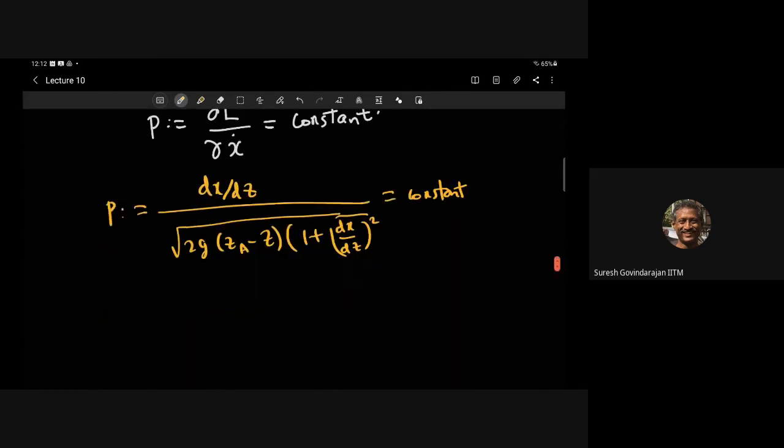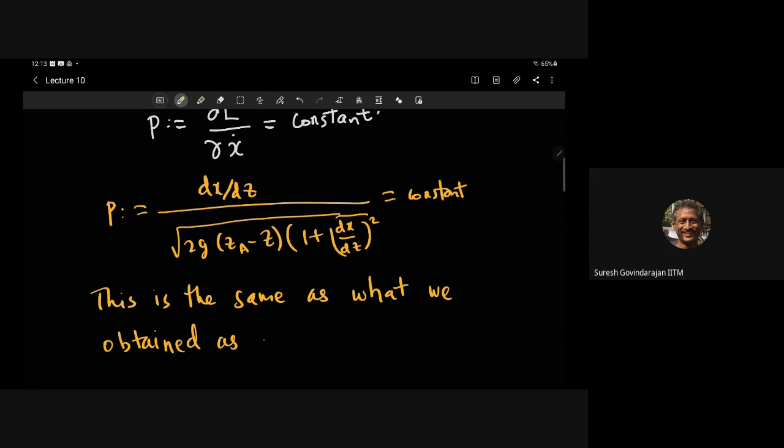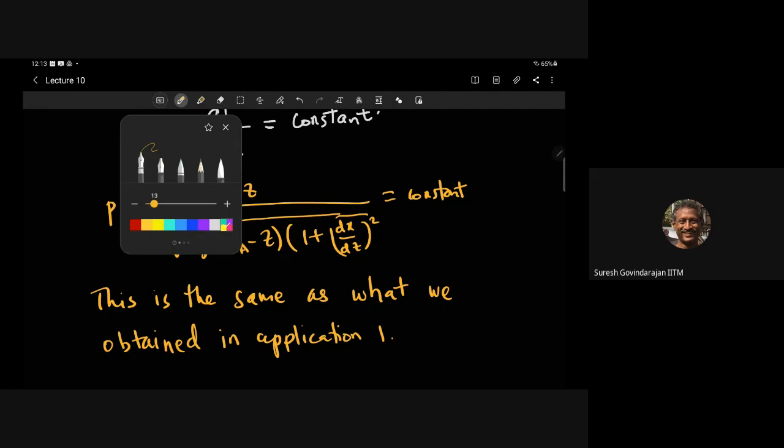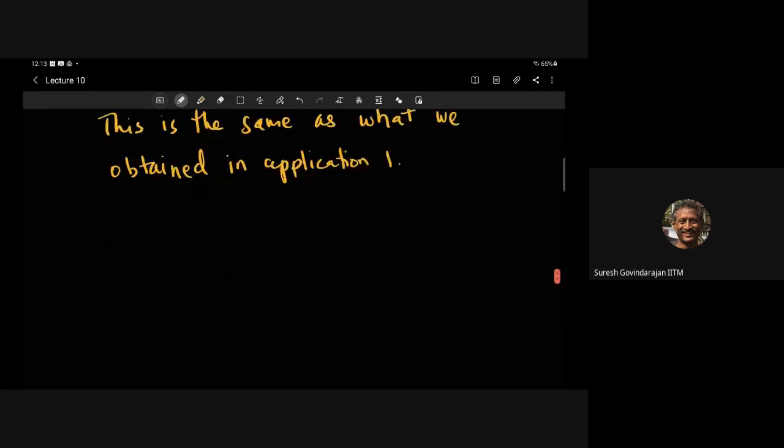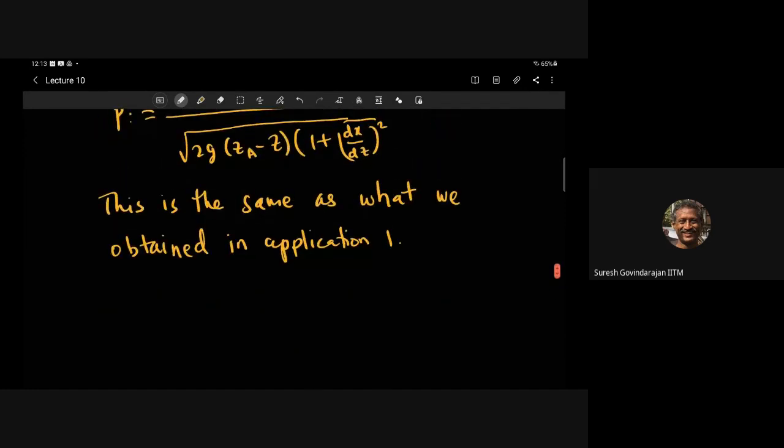So you can see that it depends on what we exchange, the role of independent and dependent variable. This is the second application, where the role was slightly different, but it's not like you got some new constant of motion. It's the same constant of motion, just rewritten in a slightly different way.